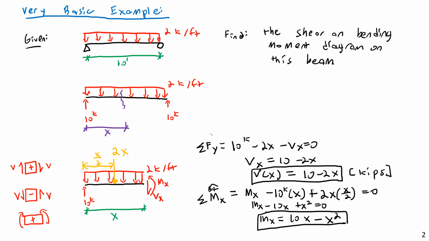And what do you notice about these two? Stare at these equations for a bit. We have 10 minus 2x and 10x minus x squared. Hopefully it should be fairly straightforward or fairly clear what I'm getting at here.